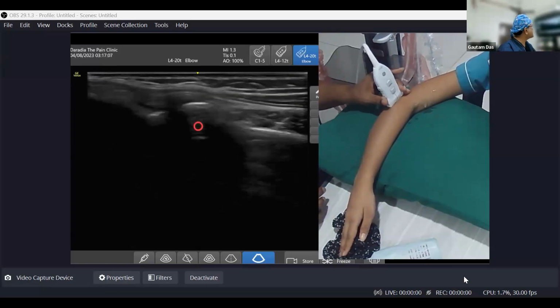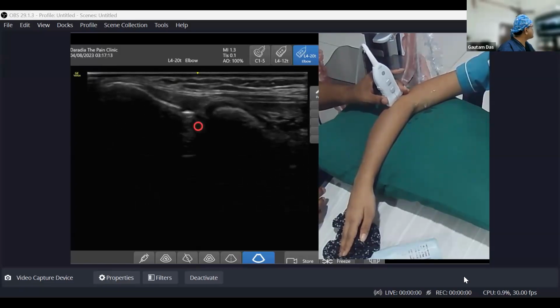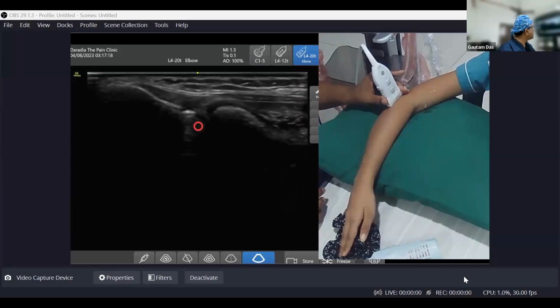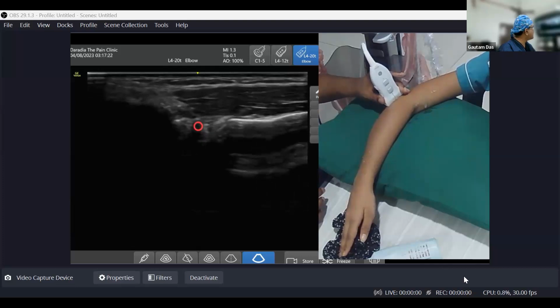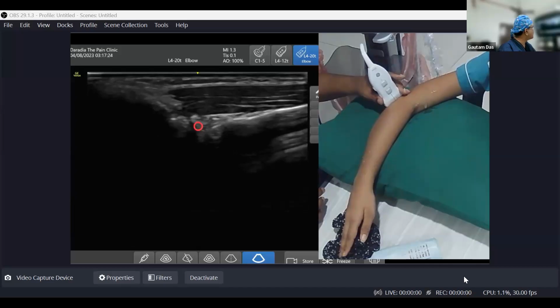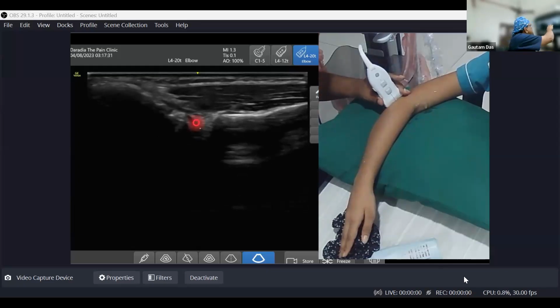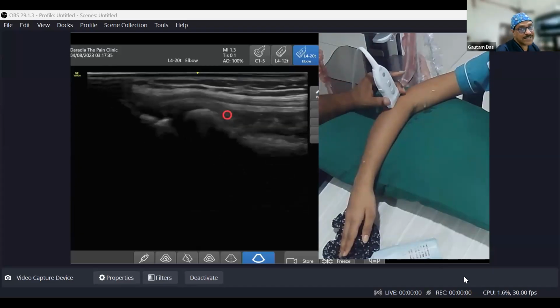And then what I was telling you, that you fix the proximal end of the probe over the lateral condyle, and you rotate the distal part. So first it was the radial head. The radial head will gradually disappear, and another new bone will come. Now the ulna has come, and with a little bit of probe tilt, you can see this is your lateral ulnar ligament. Okay, so this was the lateral ligament complex.